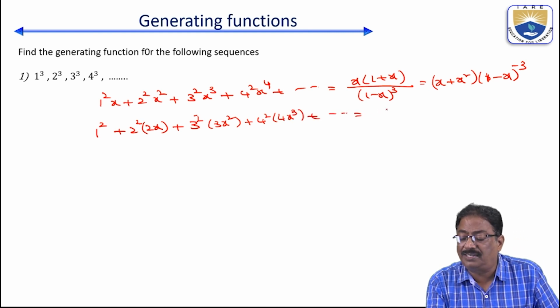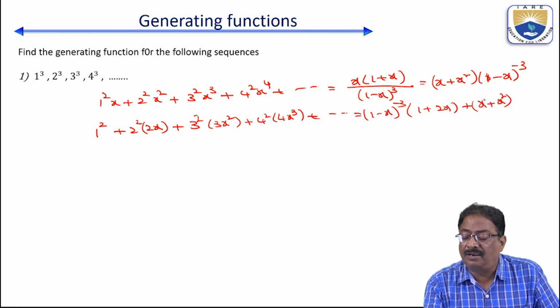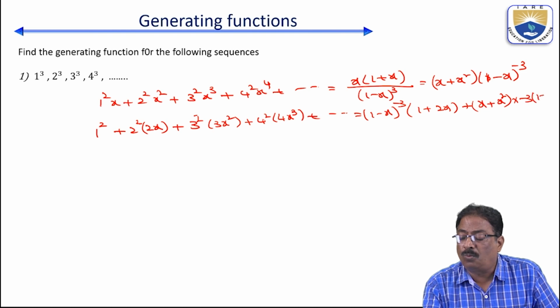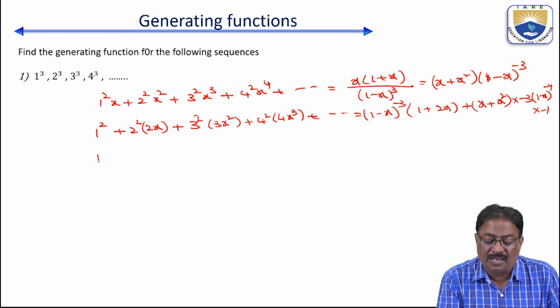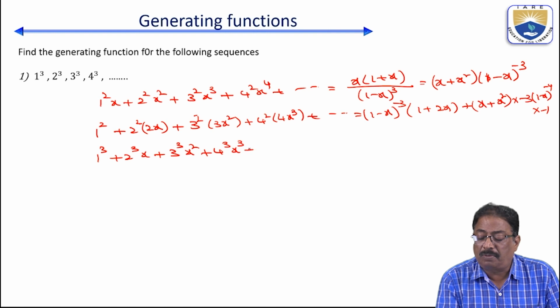So I'm going to differentiate this. So it is (1 minus x) whole to the power of minus 3, derivative of this, 1 plus 2x. Then this is the UV method, x into x squared. Then derivative of this, minus 3, and now this will become (1 minus x) whole to the power of minus 1. Minus x is a minus 1. So instead of taking 1 squared, I'm just taking 1 cubed plus 2 cubed x plus 3 cubed x squared plus 4 cubed x cubed plus and so on.